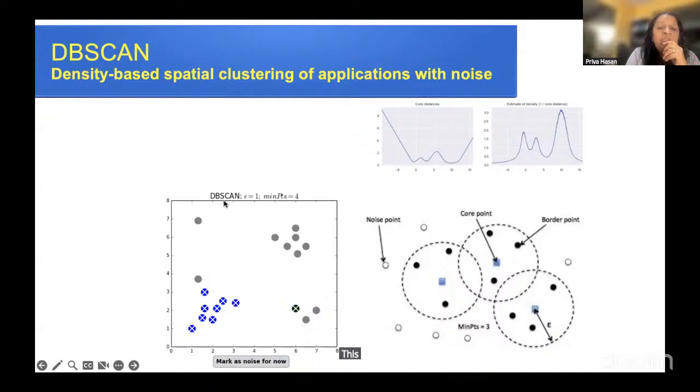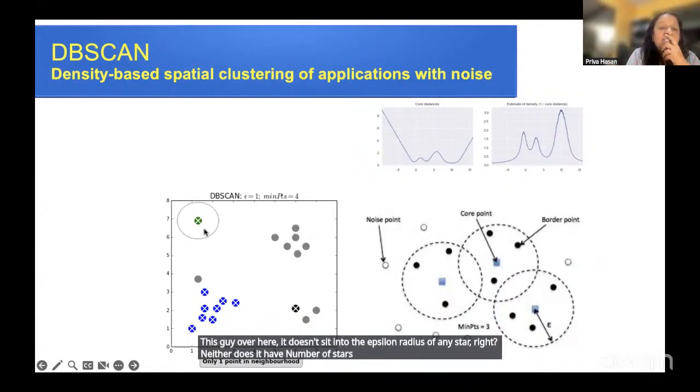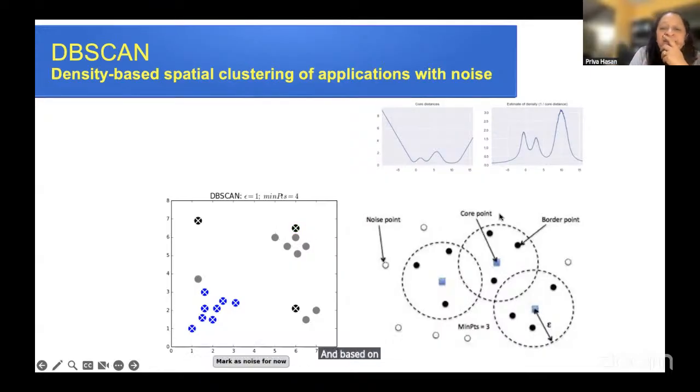This guy over here doesn't sit in the epsilon radius of any star, right? Neither does it have the number of stars within its radius. So this is what is called a noise point. So this is a noise point, this is a border point, these are core points. For this group of stars, you can find the noise points, the core points and the border points, and based on that, you can identify clusters.